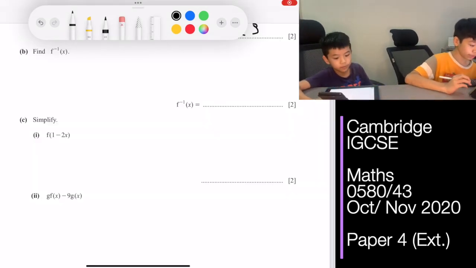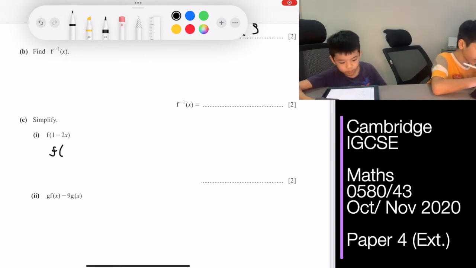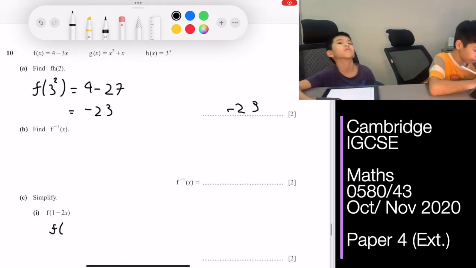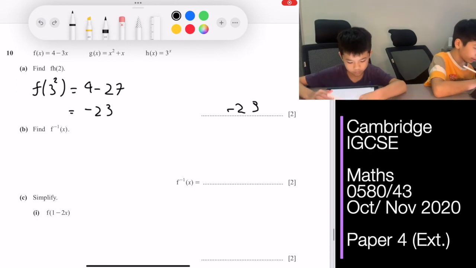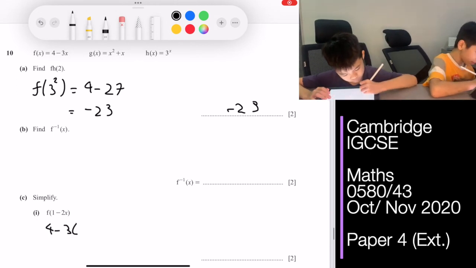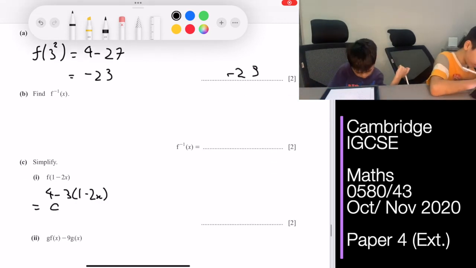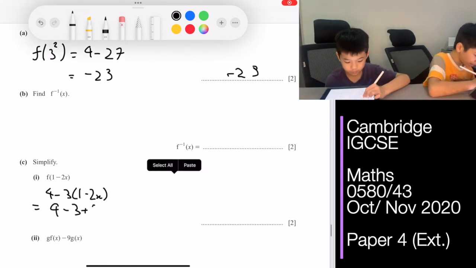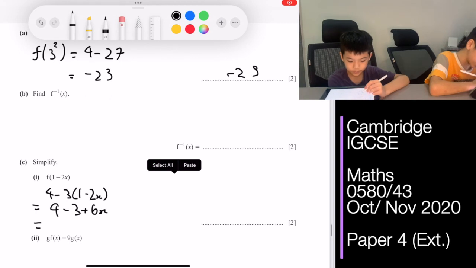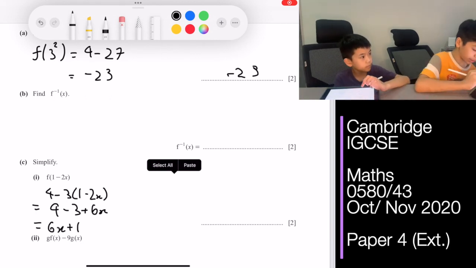Question c1, simplify. So f times f, okay, never mind. So it becomes 4 minus 3 times 1 minus 2x, which equals 4 minus 3 plus 6x, which is 6x plus 1.